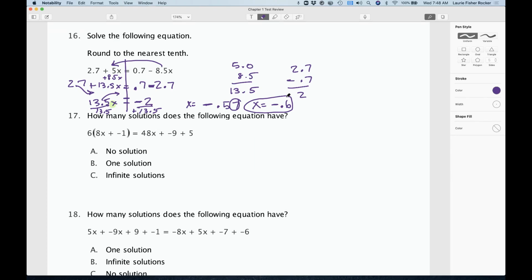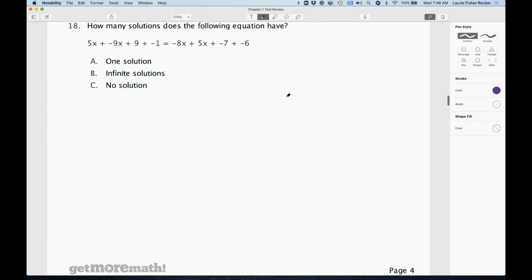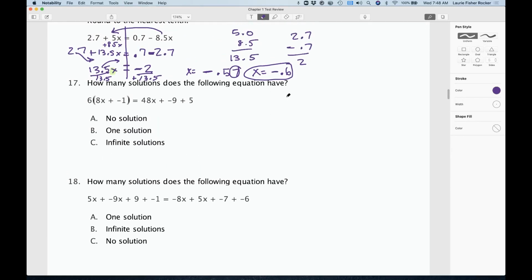All right, so 17 and 18, and I think I'll stop there. I think that's hopefully the last ones. How many solutions does it have? So remember that it has one solution if the x's don't cancel. If they do cancel, if it's true, what's left behind, then it's infinite. If it's false, then the constant's left behind, then it is no solution. Okay, so let's just check this out.